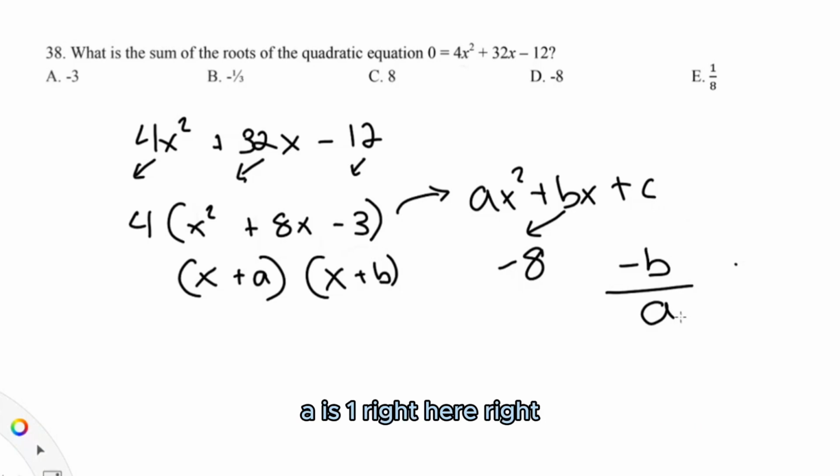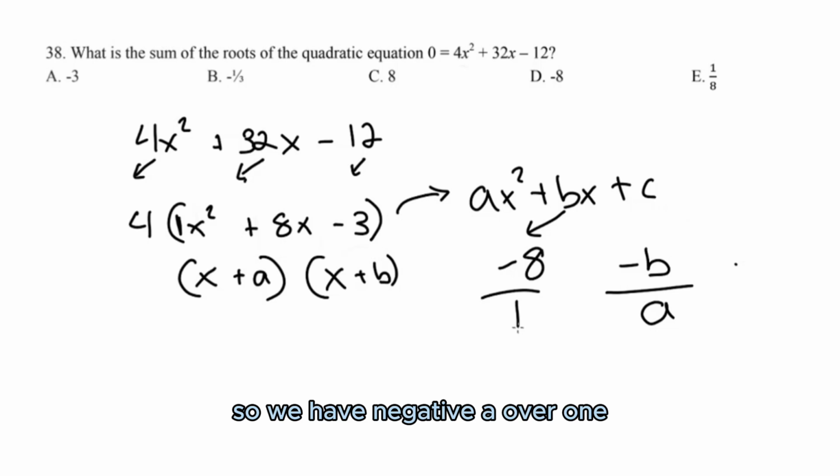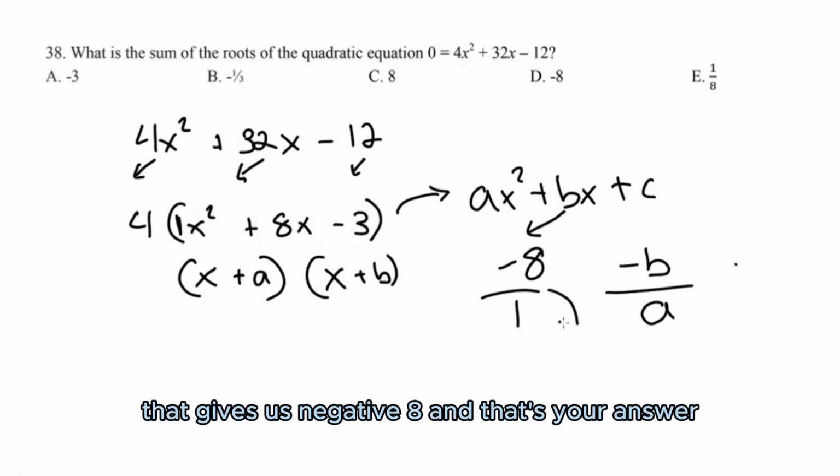In this case, a is 1 right here, because if it's not written there, we can just assume it's 1. So we have negative 8 over 1. That gives us negative 8, and that's your answer.